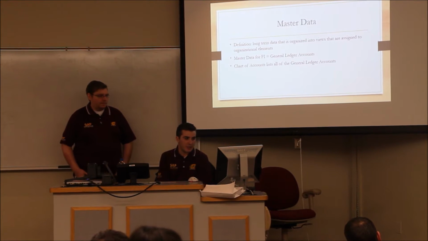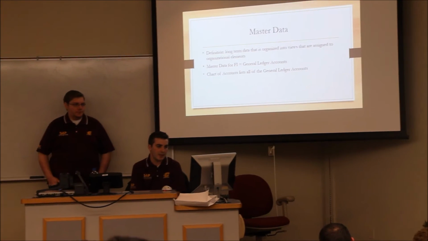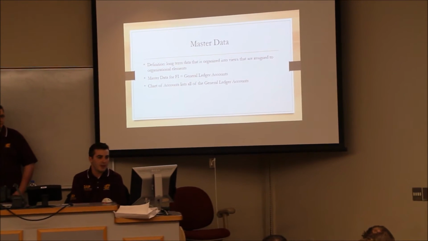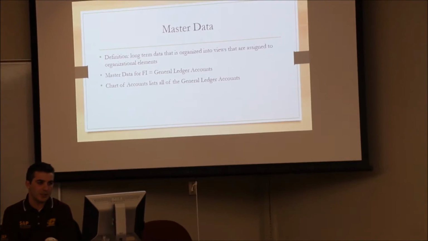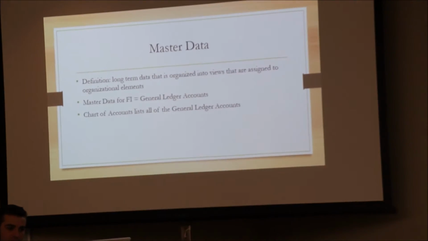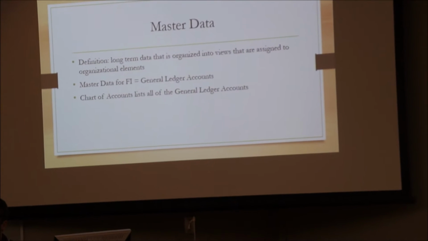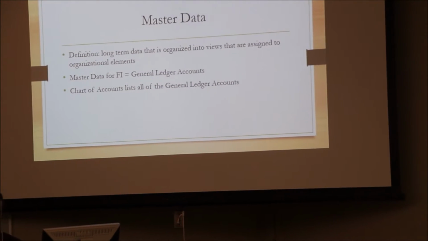Master data for financial accounting is long-term data that's organized into views that are assigned to organizational elements. Master data for FI is pretty much just general ledger accounts. And then the chart of accounts lists all the general ledger accounts, as Bob also said. So mostly for financial accounting, any master data pertaining to the segment itself is going to be just GL accounts.